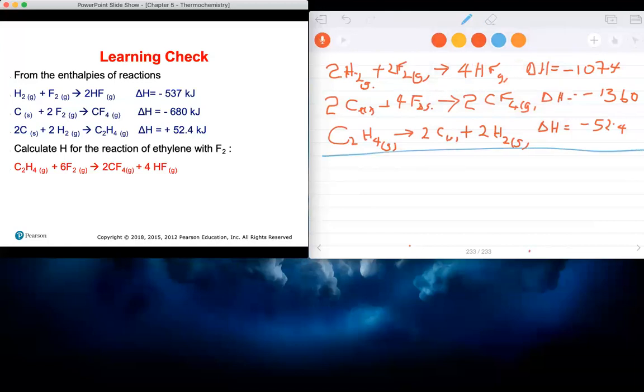which is C2H4 gas plus 6F2 gas going to 2CF4 gas plus 4HF gas. We want to find delta H equals question mark.